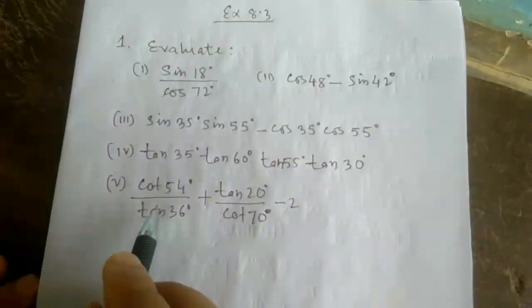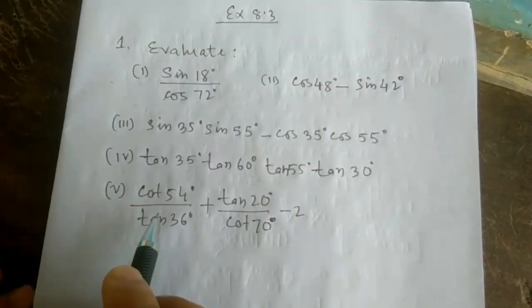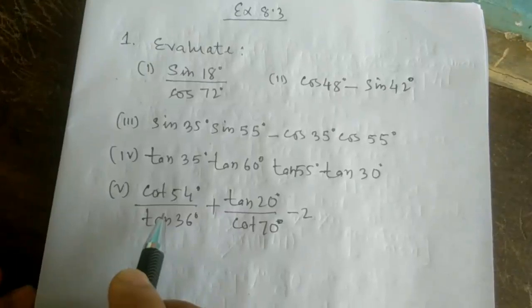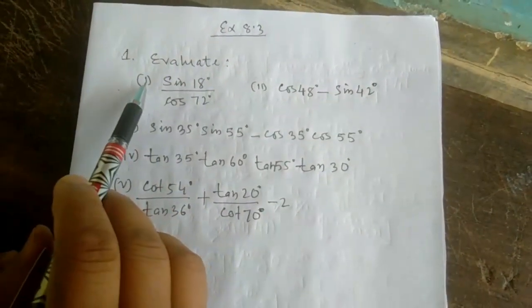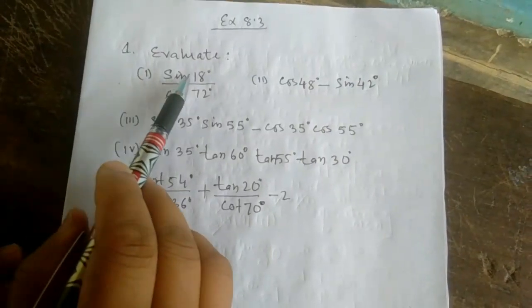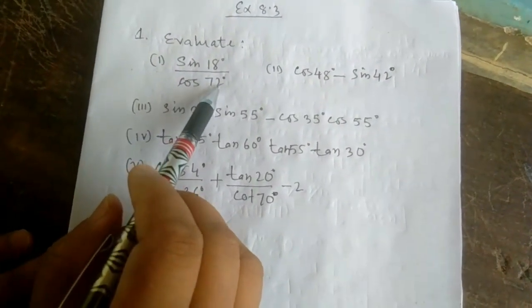Good morning. Today we are doing trigonometry, class 10 trigonometry, exercise 8.3. Okay, question number 1. Evaluate: sine 18 degree by cos 72 degree.